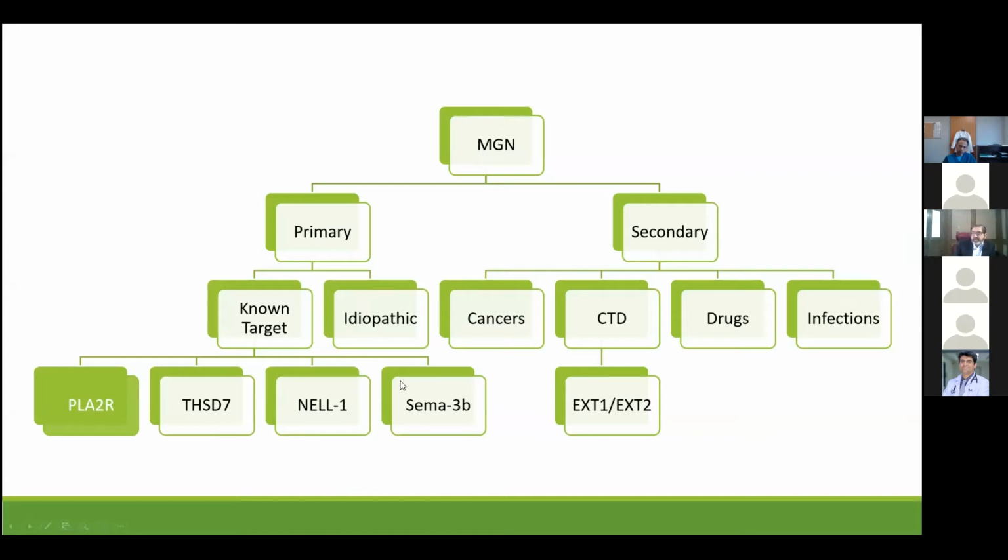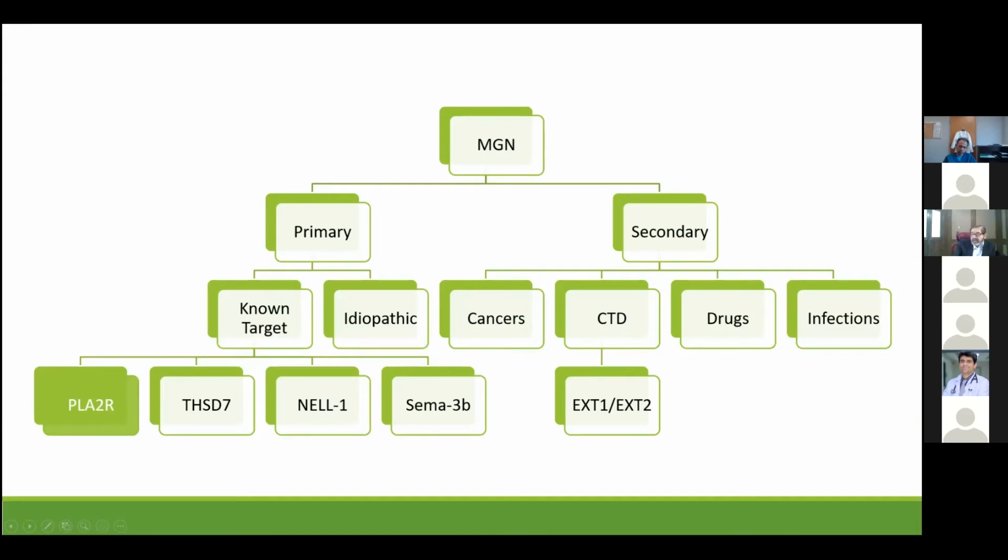Before 2009, all of these used to drop in the idiopathic bucket, but now we know that in the primary membranous, of the known targets, PLA2R is about 75% of the cases, THSD7 is about 5% of cases. There's a few NELL1s, few SEMA3Bs, and about 10 to 15% still remain unknown, but as time goes by, we will find them. So for the purposes of this talk, we are going to talk about primary.